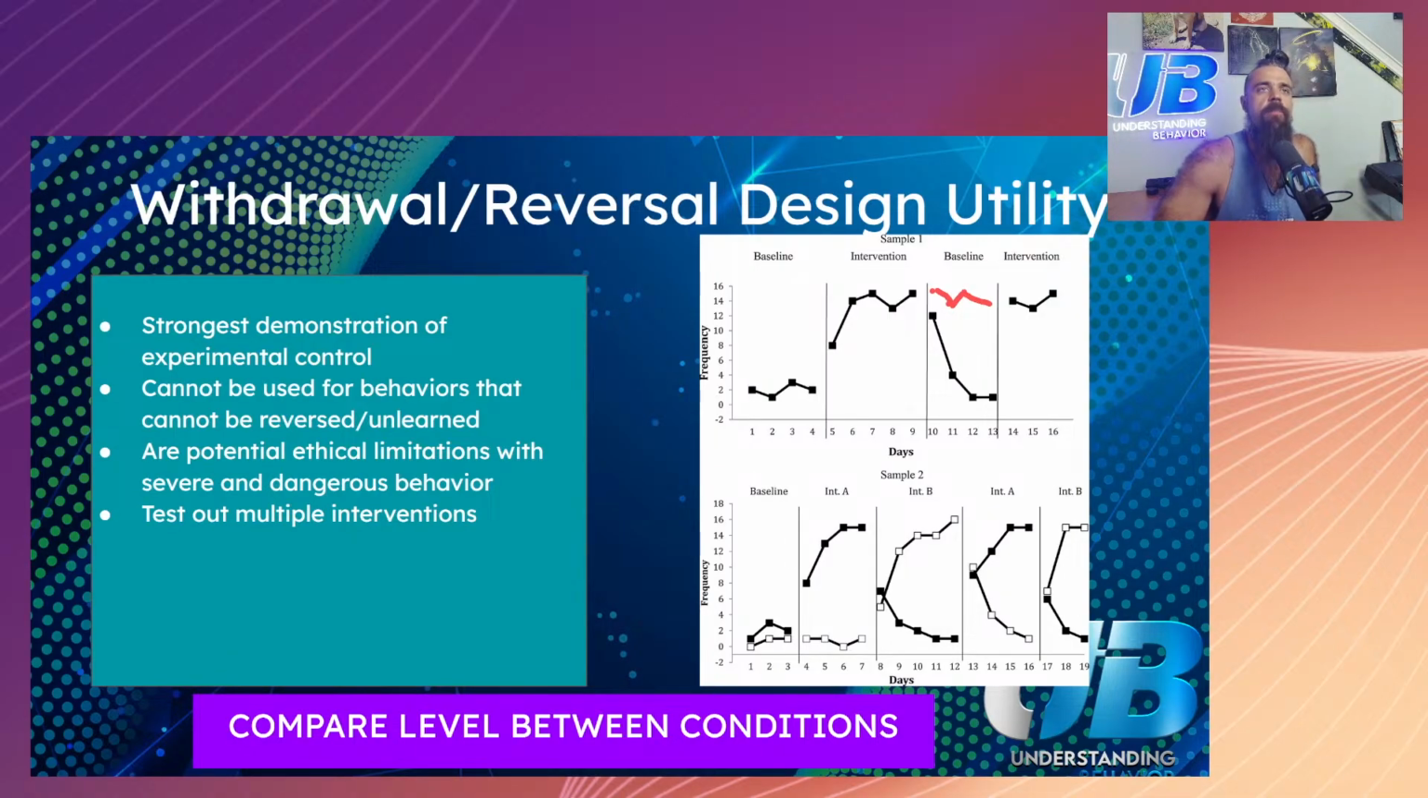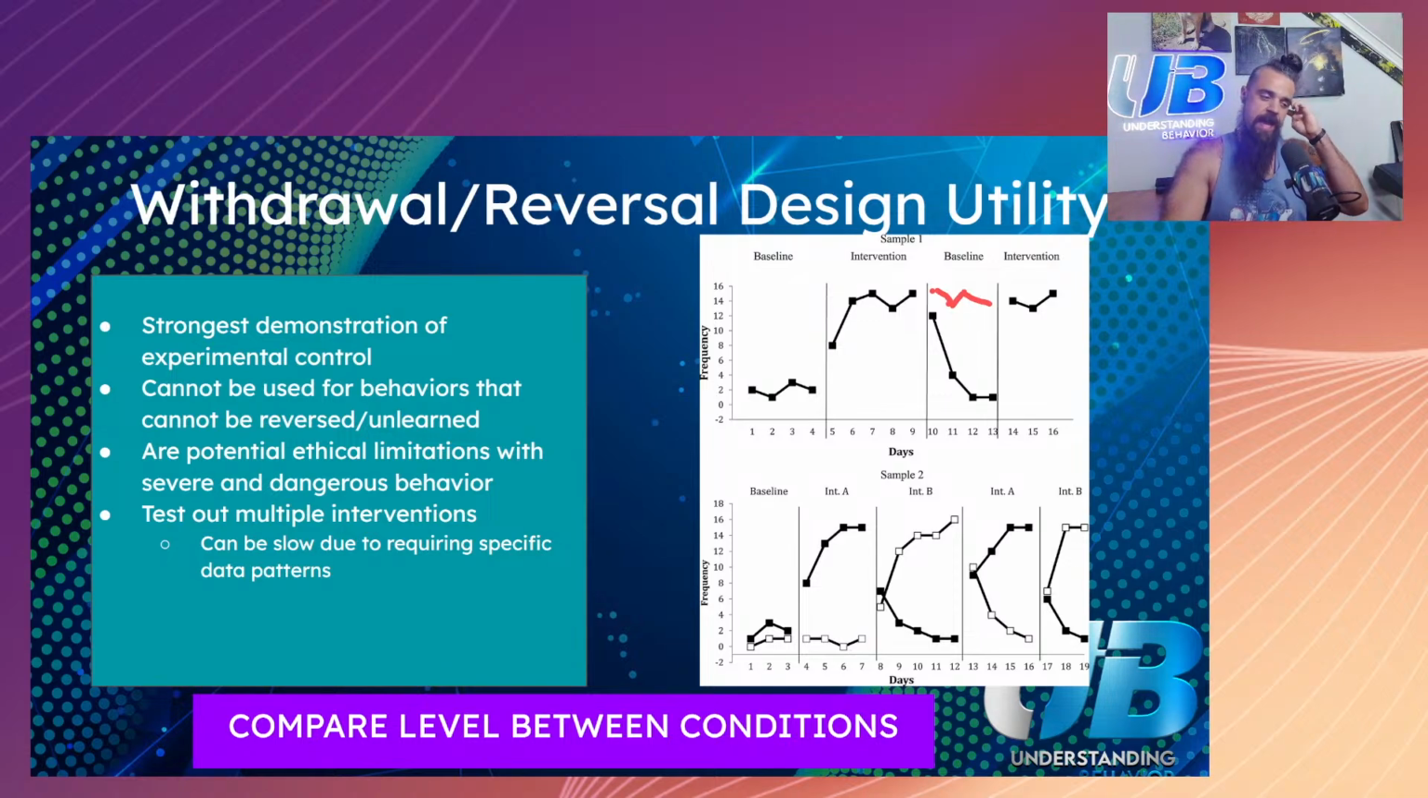You can use it to test out multiple interventions. We talked about this one here, where we have two different interventions, intervention A and B. And this one is also interesting because we have two different dependent variables. We've got the black squares, and then we've got the open squares. So those are two different behaviors here. As far as testing out multiple interventions, it's a little bit slower than another design that we'll talk about in just a sec, because it requires very specific data patterns before we can phase change. So again, we want either a stable pattern or the pattern to be trending in the opposite direction intended by the next phase.